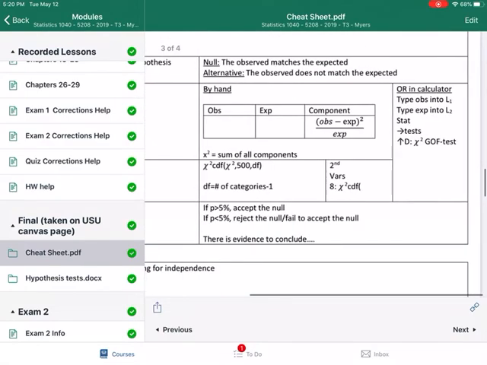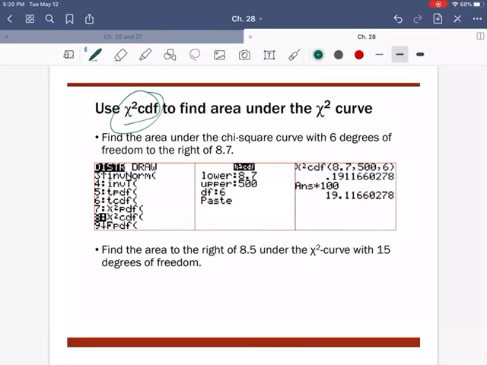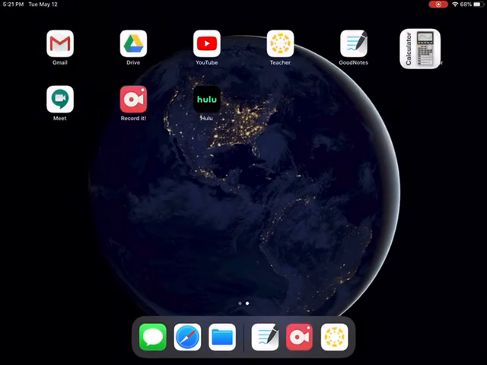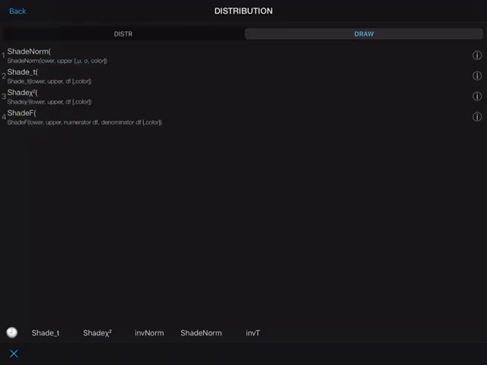So if we look at our cheat sheet, this is what you're going to type in your calculator, and these are the steps to get there. We can look back on our notes, and it says it here as well. You go to second, arrow, vars, and then choose chi-square CDF and type in the info you know. So we can do that with this information.